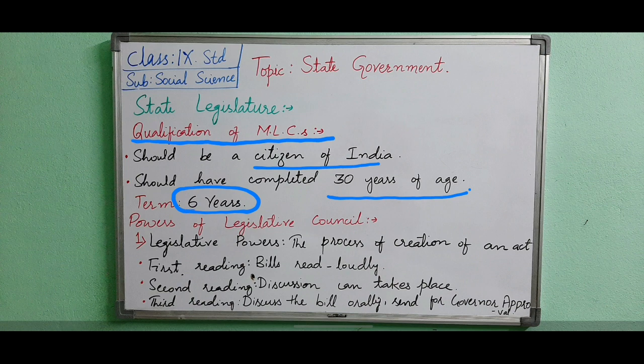Every 2 years, 1/3 of the members of the Legislative Council retire. The Speaker and Deputy Speaker are chosen from among the members. The Speaker assumes chairmanship during the proceedings of the House and ensures the dignity and decorum of the House. Now it is the powers and functions of the Legislative Council.